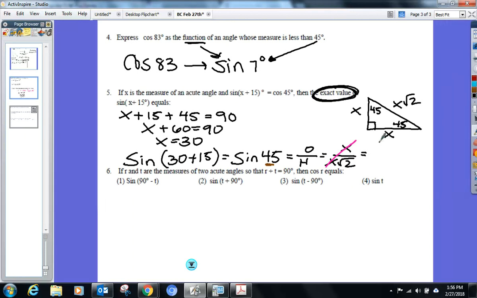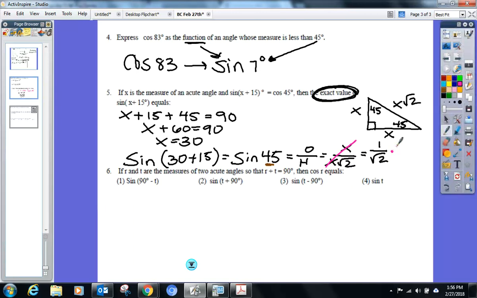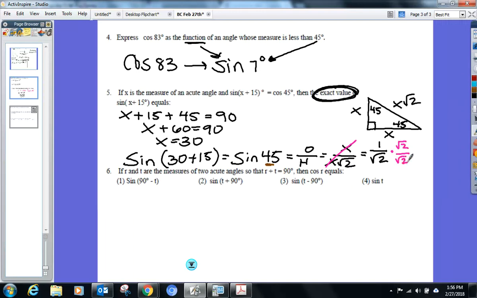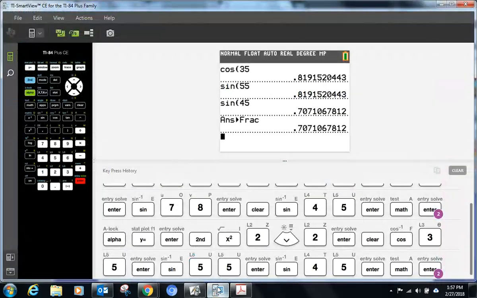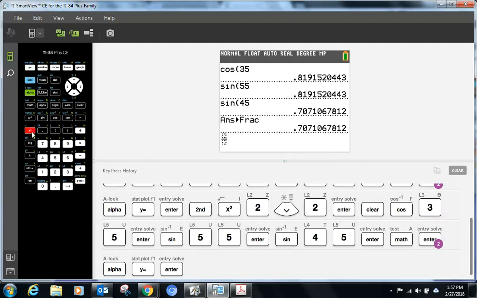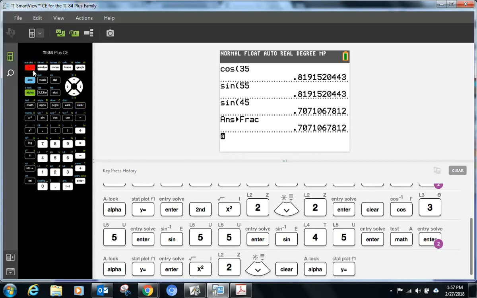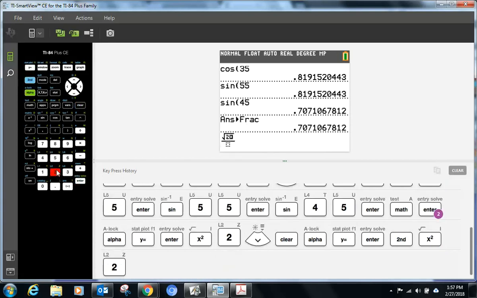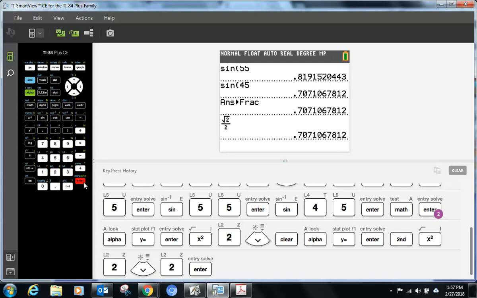Ooh. I'll wait. Cannot have what there, Bella? You're darn right you can't have a radical in the denominator. How do I adjust it? What do I have on top? Radical 2 over. What is that? Okay.